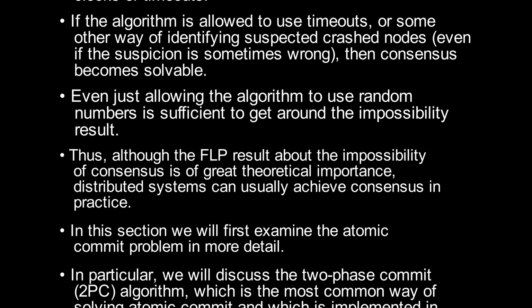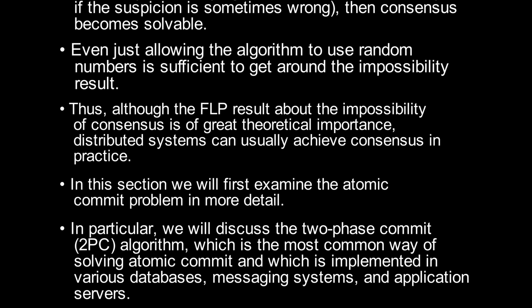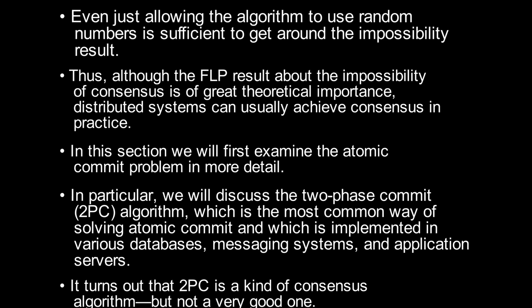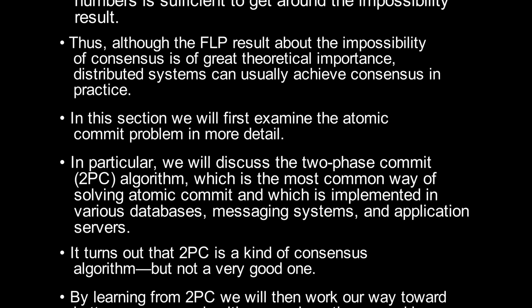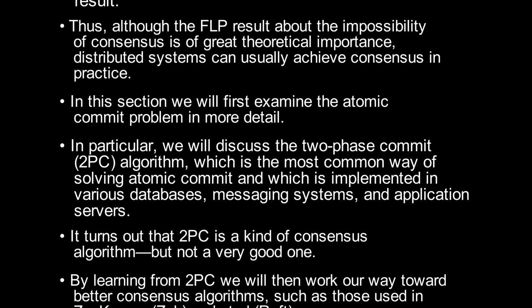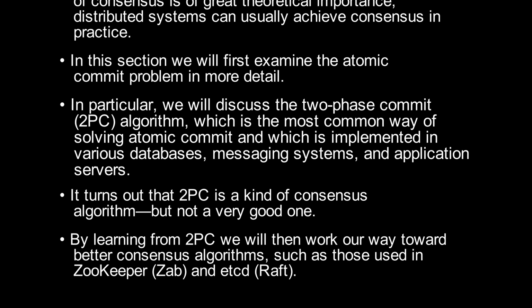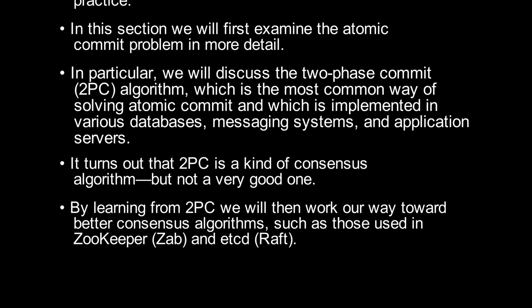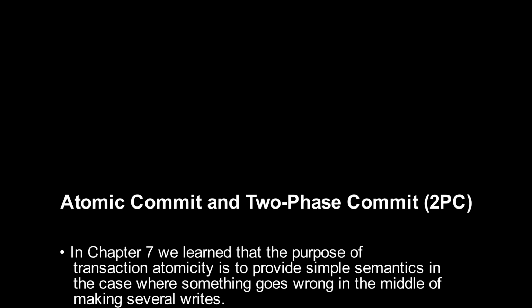In this section, we will first examine the atomic commit problem in more detail. In particular, we will discuss the two-phase commit (2PC) algorithm, which is the most common way of solving atomic commit and which is implemented in various databases, messaging systems, and application servers. It turns out that 2PC is a kind of consensus algorithm, but not a very good one. By learning from 2PC, we will then work our way toward better consensus algorithms, such as those used in ZooKeeper (Zab) and Raft. Atomic commit and two-phase commit (2PC).